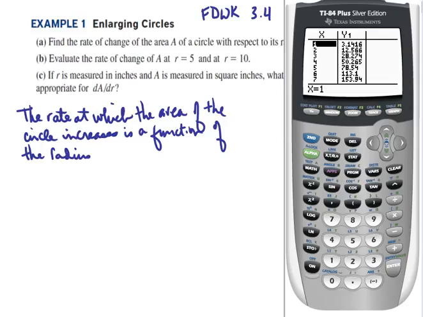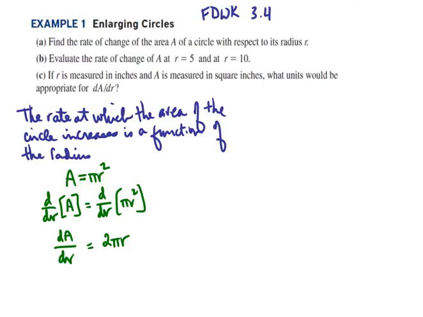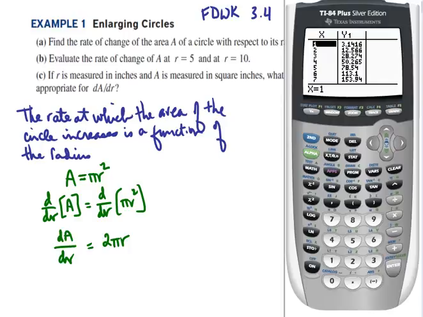So for part A, what we want to do is first write the area of a circle. And of course we know that that's pi r squared. Then we want to find the rate of change of the area of a circle with respect to its radius. So we want to find d/dr, which means the rate of change of something with respect to radius. We take the rate of change of pi r squared with respect to radius, and so dA/dr is equal to 2 pi r. That's an interesting phenomenon, because it's saying that the rate at which the area of the circle increases as the radius increases is equal to the circumference of the circle.